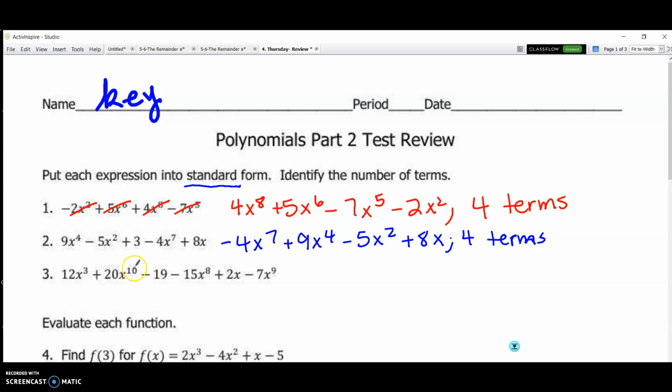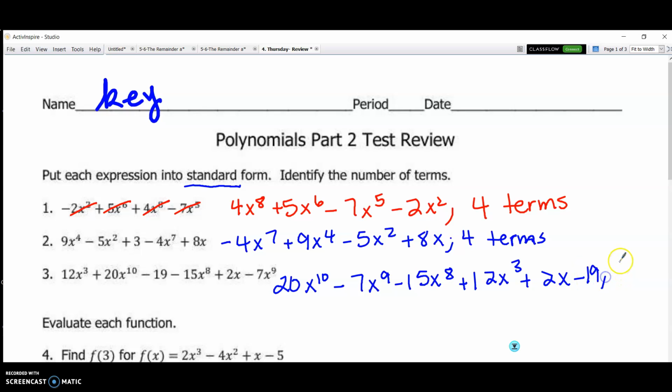Here, the largest exponent is 10, so 20x to the 10th, then minus 7x to the 9th, minus 15x to the 8th, plus 12x cubed, plus 2x minus 19, and there are 6 terms.